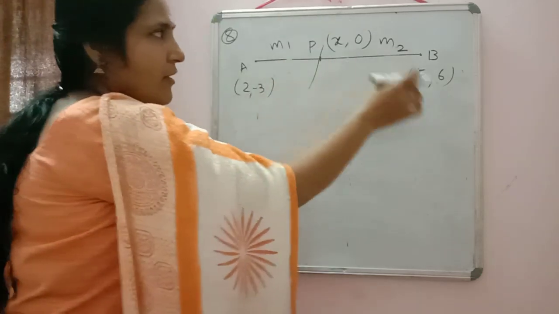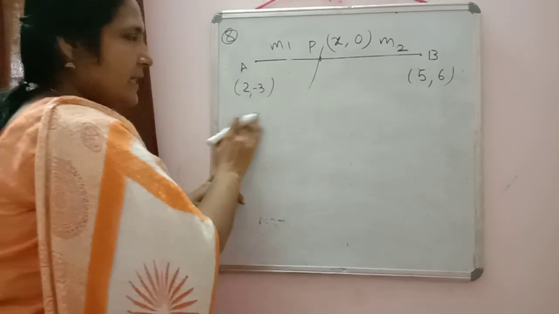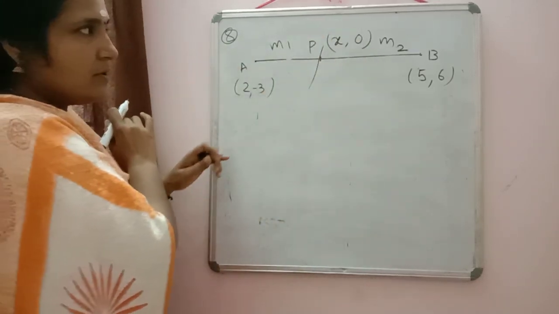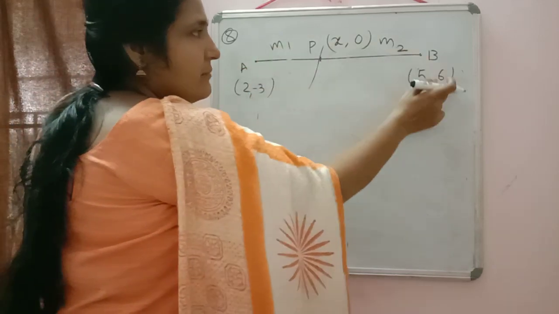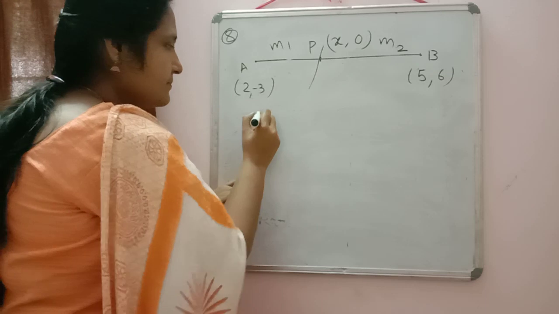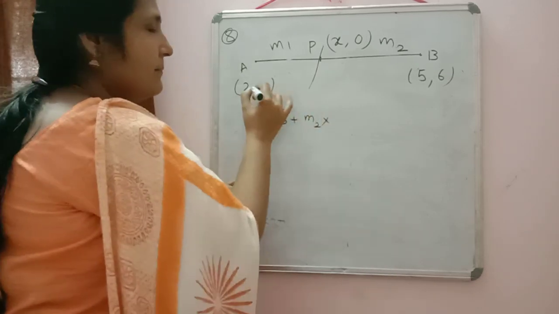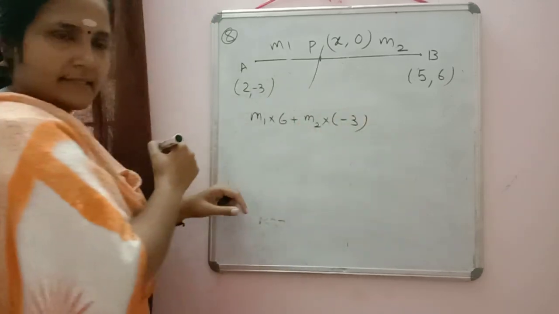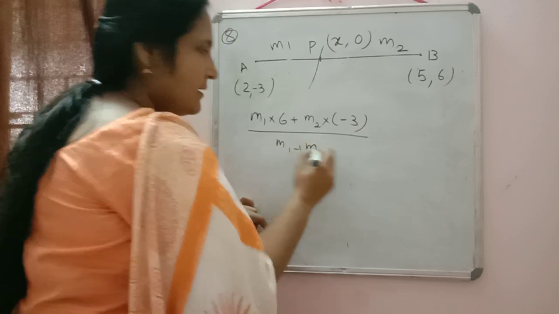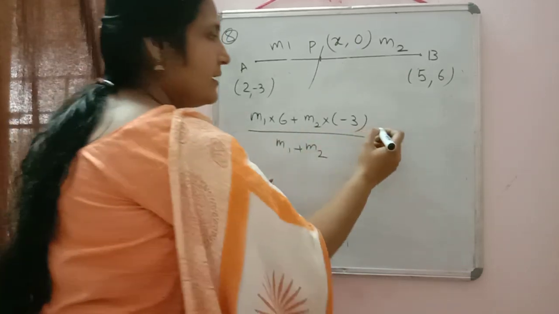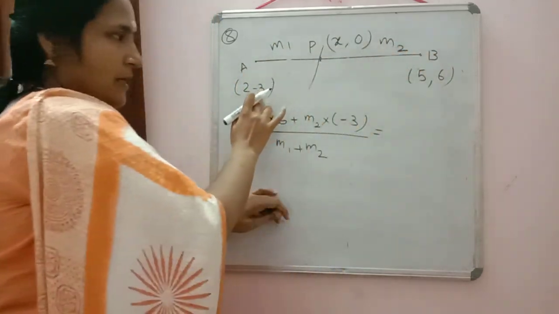So using the section formula, we will check what will be the y coordinate of the point P and then equate it to 0. According to the section formula, the y coordinate will be equal to m1 into 6 plus m2 multiplied by minus 3, by m1 plus m2.